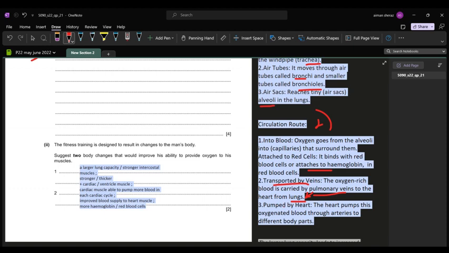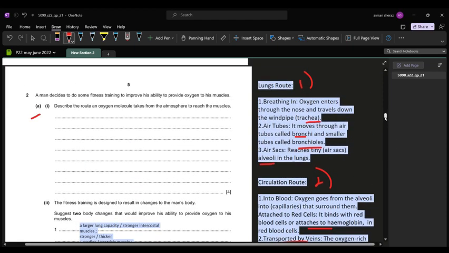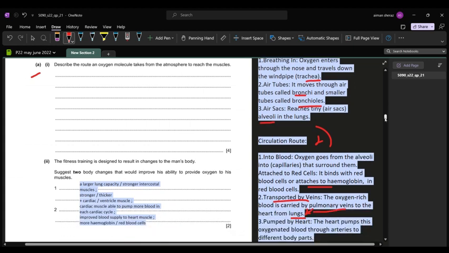And the last part would be that oxygenated blood would be pumped by the heart through arteries to different body parts, and from there the blood will also go to your muscles. So that's what you had to describe in this 4 marks question.